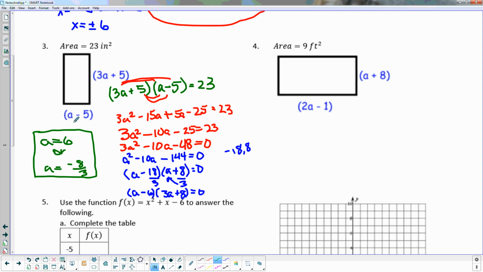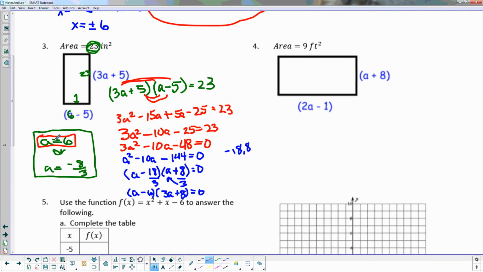If I plug in a negative 8 thirds right here and then I subtract 5, I'm going to get a bigger negative. So that one's not going to work out. But if I use 6 for a, 6 minus 5 is 1. So that works out. That could be a 1. And then 3 times 6 is 18 plus 5 is 23. So those two work out, and they give me the area that I wanted. 1 times 23 is 23. Okay? So I would say a better answer, as just a standalone answer, would be 6.